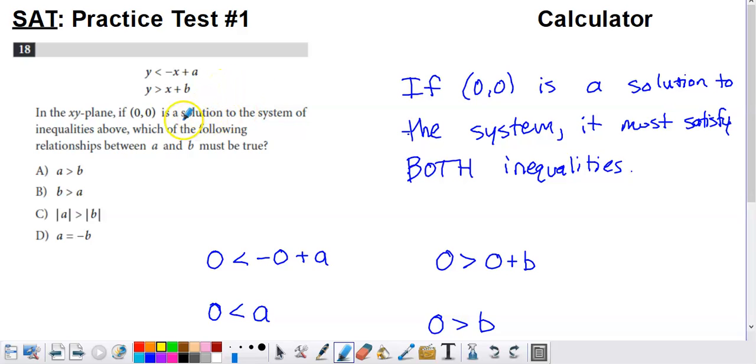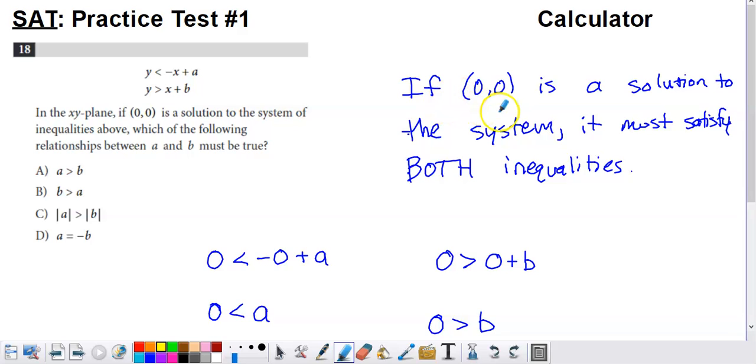So it says in the xy plane, if 0, 0 is a solution to the system of inequalities, which of the following relationships between A and B must be true? Now, if an ordered pair is a solution to the system of inequalities, that means it would show up in the shaded region if you were to solve this system by graphing. We don't really have the capability of doing that right now. We just have to use some plugging in and some reasoning in order to develop this conclusion.